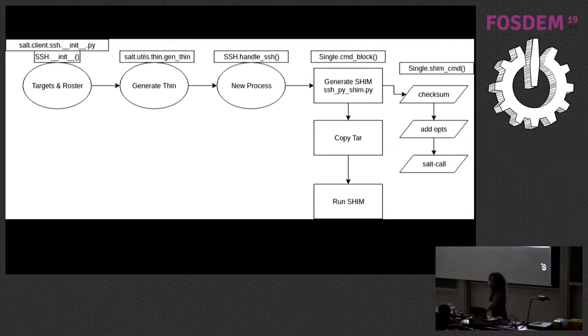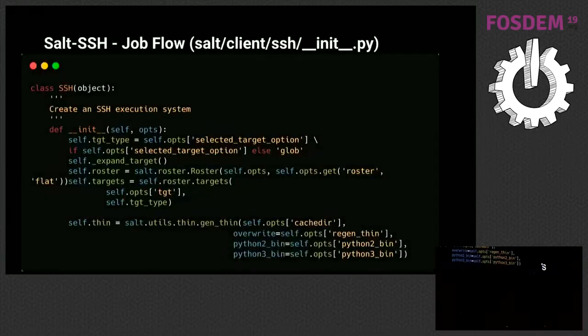So if we dive into the code a bit, we can see what's going on here, like we discussed in that flowchart. We can see here we're initializing the targets and the roster, and there are a lot more things going on here, but these are just the key points, and then we're going to generate that thin.